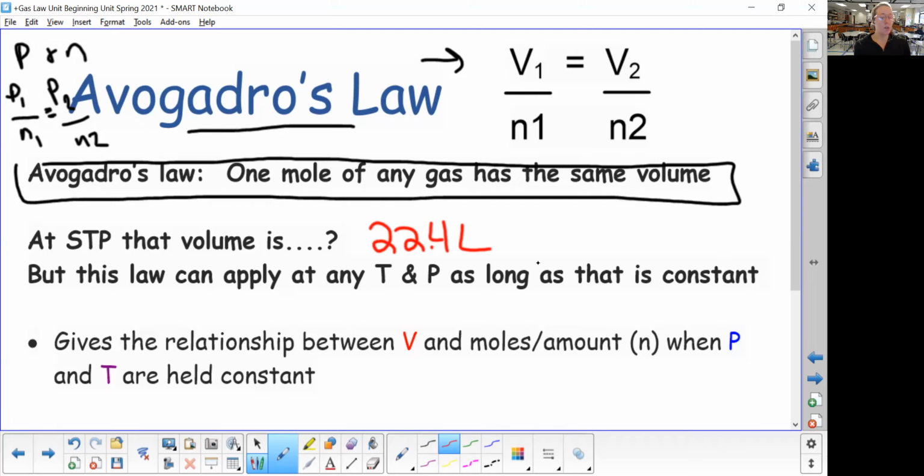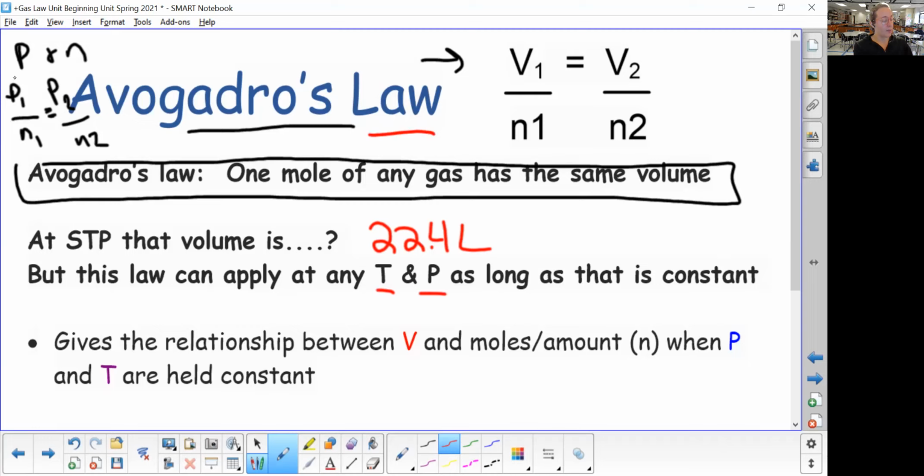But if you just want to look at how the volume will change based on the amount, keeping temperature and pressure the same, whatever those conditions are, you could then measure that with Avogadro's law. So this law can apply at any temperature and pressure as long as that's constant. It does not have to be at STP, and you can literally change the amount of particles and then predict how much space they will take up, assuming you have measured the temperature and pressure. So you have to have a flexible container to look at Avogadro's law.